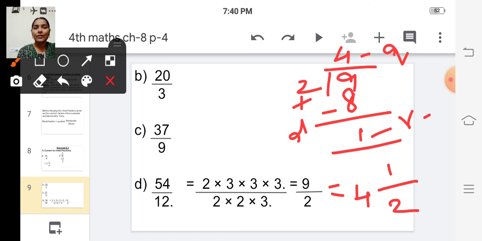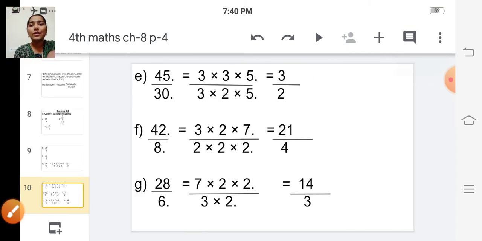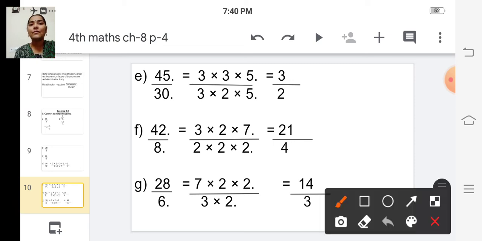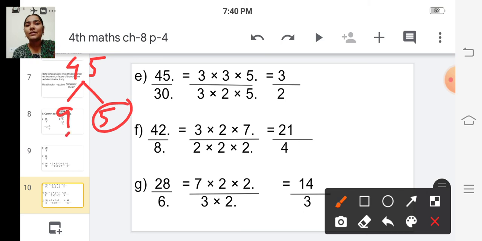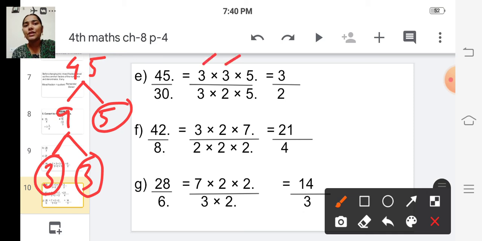Okay, have you all understood? Yes. So we'll do the next one, 45 divided by 30. So first let's find out factors of 45. 9 5s are 45. 5 is the prime factor, and this 9 can be written as 3 into 3, and these 3s are prime factors. So 45 can be written as 3 into 3 into 5.